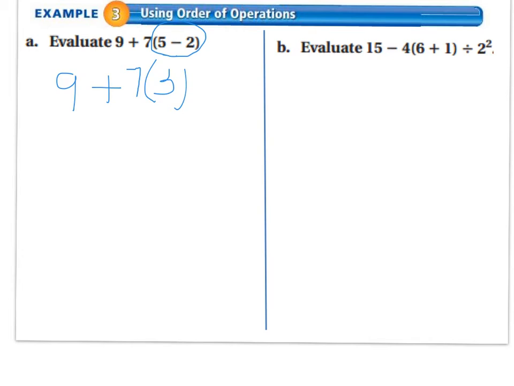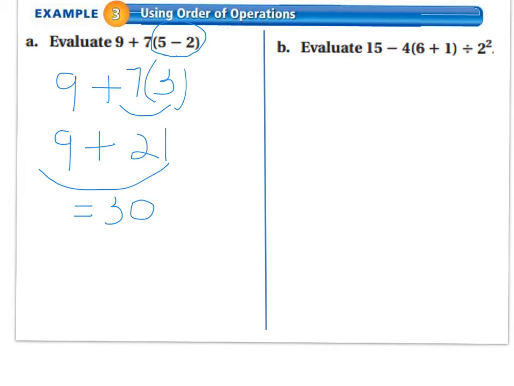Please excuse, no exponents. My, multiply. 7 times 3 is 21. There is no division. Addition and subtraction are next from left to right, so addition, 9 plus 21 would be 30. 9 plus 7 times the quantity of 5 minus 2 equals 30.